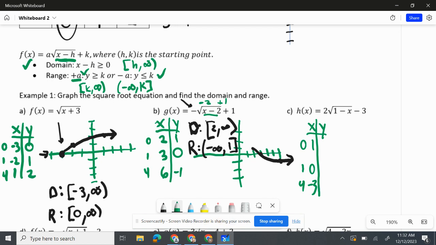So when I plug in a 1, 1 minus 1 is 0. Square root of 0 is 0 times 2 is 0 minus 3 is negative 3. When I plug in a 0, 1 minus 0 is 1. Square root of 1 is 1 times 2 is 2. Minus 3 is negative 1. When I plug in a negative 3, I get 4. Square root of 4 is 2. 2 times 2 is 4. 4 minus 3 is 1.